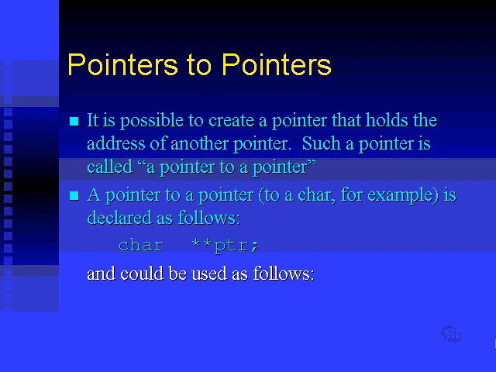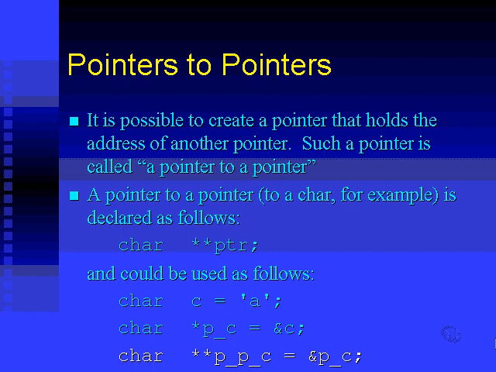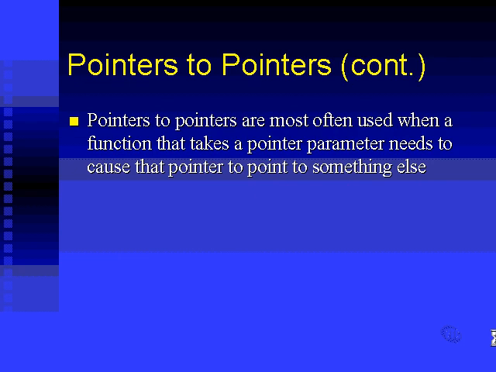You might actually write code that looks like this. Let's say you've got a character C and its value is the letter A. Then you could have p_c, which is a pointer to a character, and that's the address of C. Then you could have another variable, a pointer to a pointer to a character, and that would be the address of the pointer to the character. Getting confused yet?